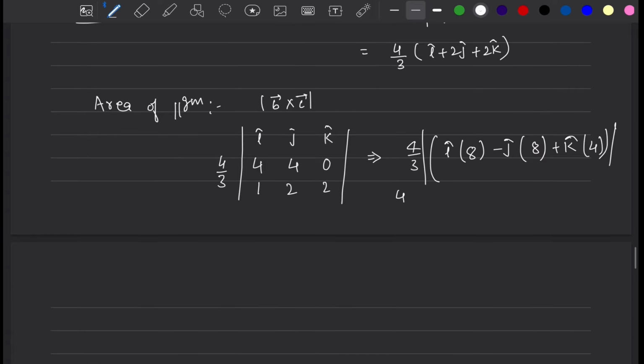Okay, so 4 by 3 root over, from this one also 4 is common, so overall we can say outside you have 16 by 3, and the magnitude of 2 I cap minus 2 j cap plus 1, so 16 multiplied with 3 by 3. So the final answer of this question is 16. Thank you.